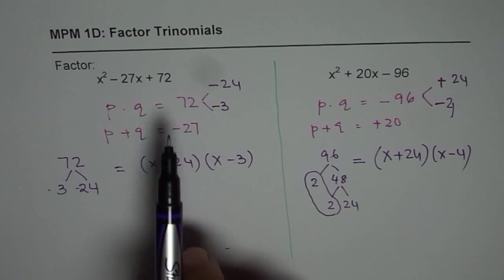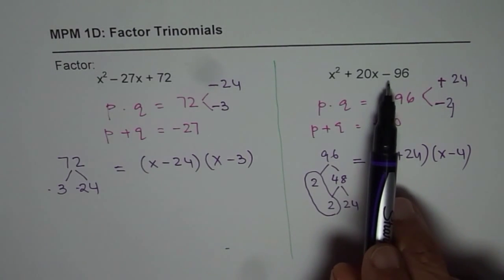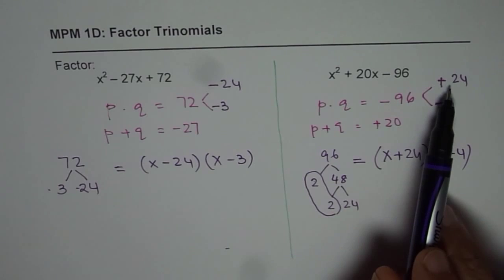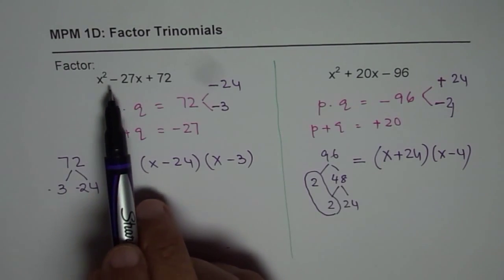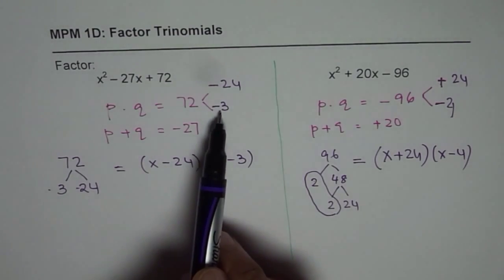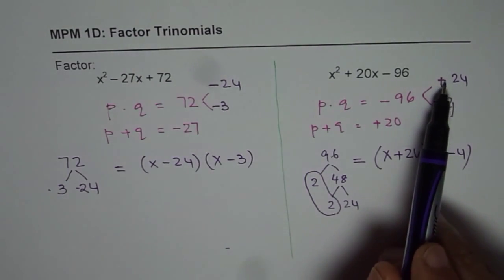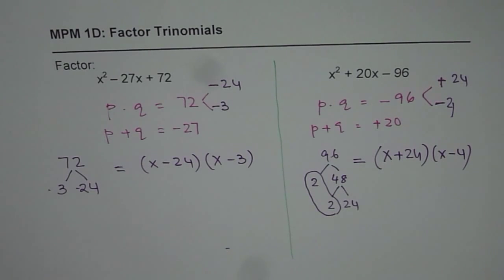So remember, if the constant in the trinomial is positive, the numbers have the same sign. If the constant is negative, the numbers have opposite signs. Then, which one is higher? It depends on the middle term. Positive is higher, or negative is higher, right? Same sign means both are negative. Opposite sign means the higher one is positive, the lower one is negative. With these things in mind, you should be in a position to factor trinomials easily, taking less time.